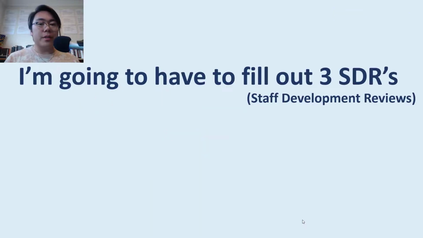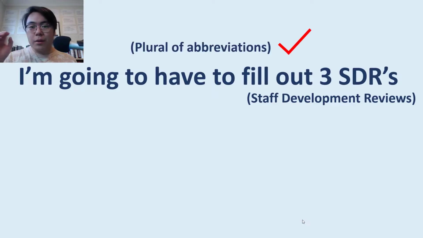Here are some exceptions to using apostrophes and some different ways that we can use them. Take this sentence here: I'm going to have to fill out 3 SDRs. SDR stands for Staff Development Review, so that is what we call an abbreviation. If you're talking about a plural of abbreviations, you can actually use an apostrophe.